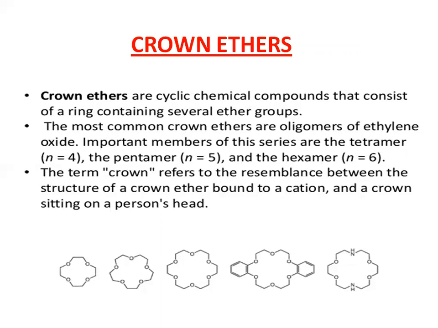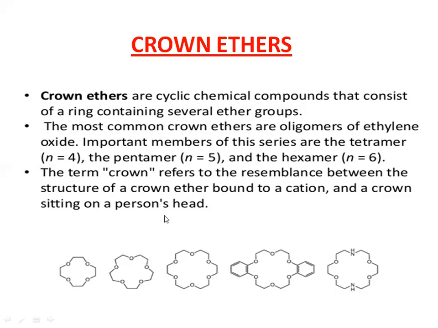Crown ethers are nothing but a family of cyclic polyethers. The crown ethers are a cyclic chemical compound that consists of a ring containing several ether groups. These are large ring compounds containing several oxygen atoms in a regular pattern. If you look at the structure, the oxygens are separated by two carbon atoms. There is ether linkage present on one cyclic compound.